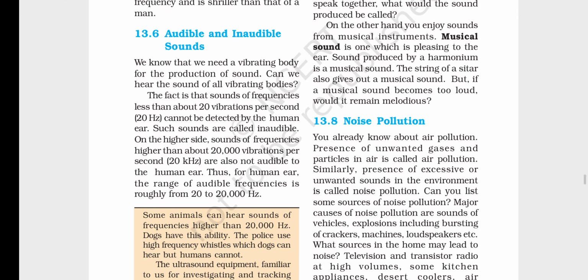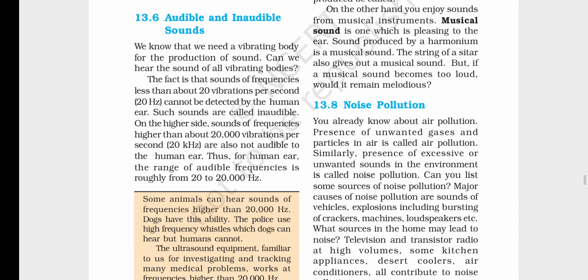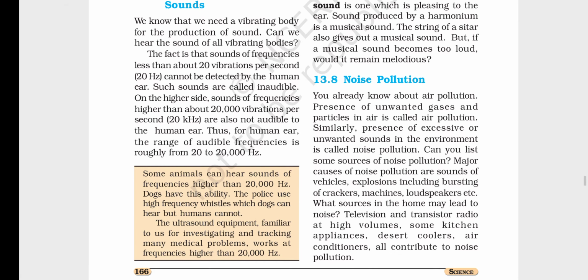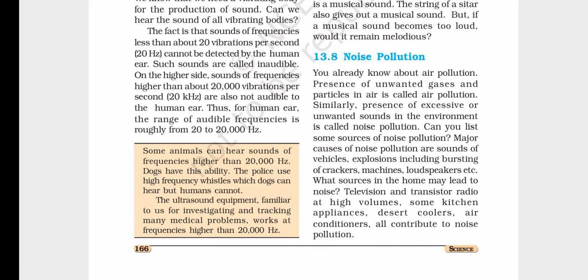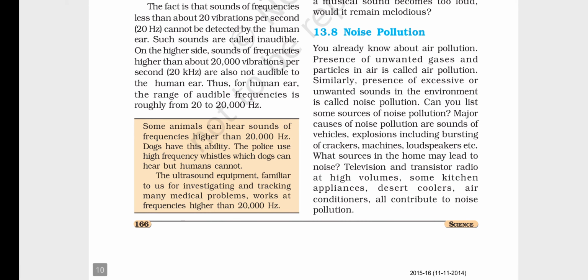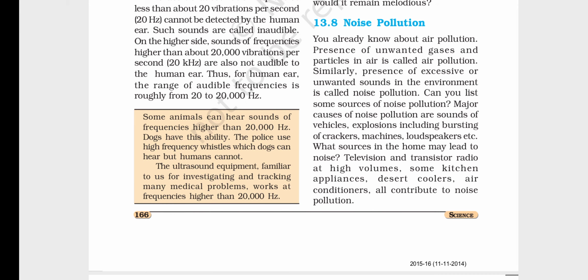Now here is 13.6, the topic is audible and inaudible sounds. What type of sounds are audible and what are inaudible? We'll study over here. The fact is that sound of frequency less than 20 vibrations per second, that is 20 hertz, cannot be detected by the human ear. Such sounds are called inaudible.